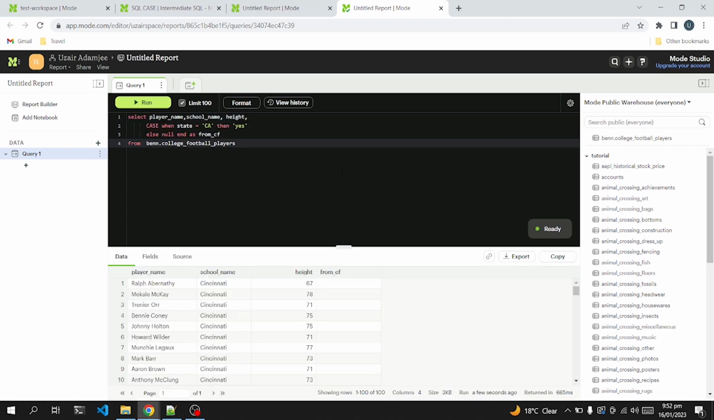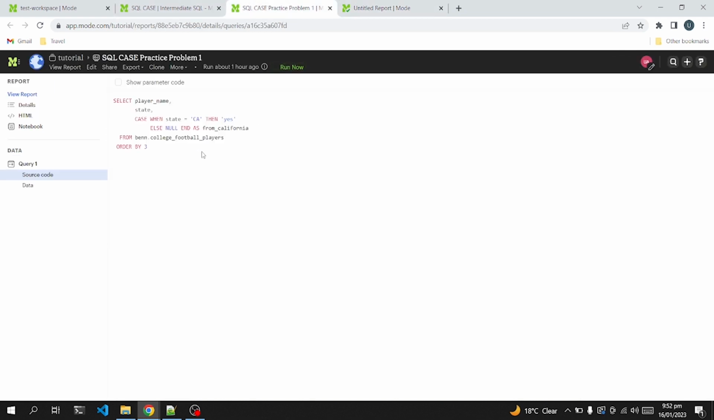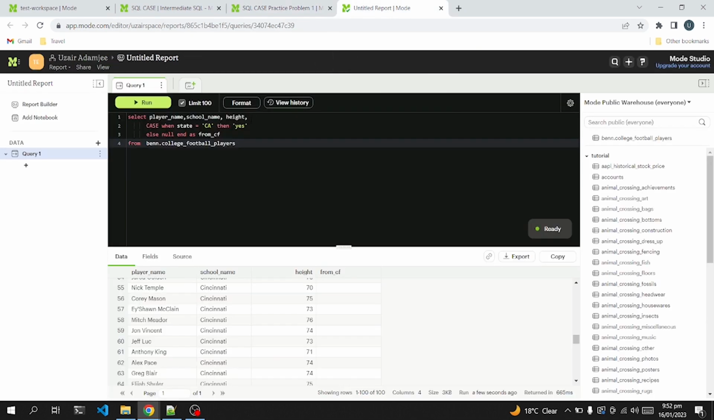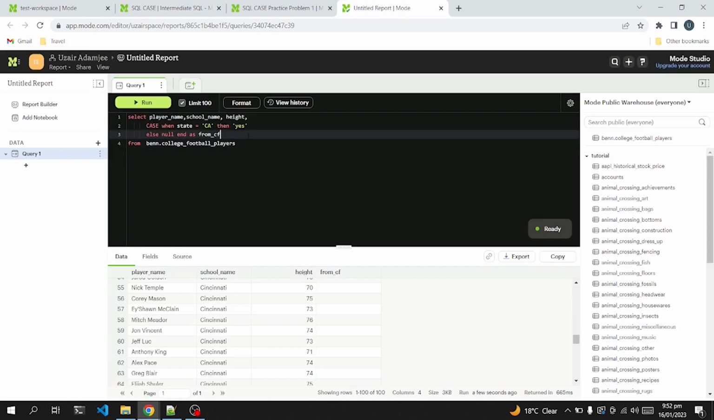What we are expecting is four columns: player name, school name, height, and from_CF if he is from California. But it looks like it doesn't show. Hmm. I have written the correct statement, but we didn't order by. There was a statement at the end which states that we have to sort the results with those players, so order by from_CF.